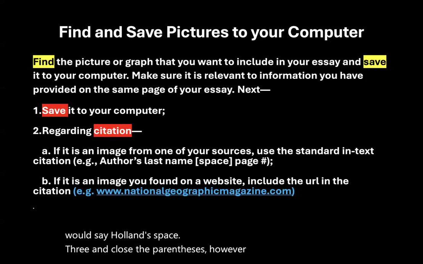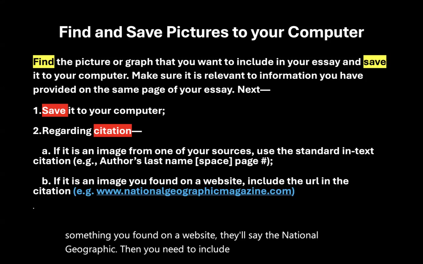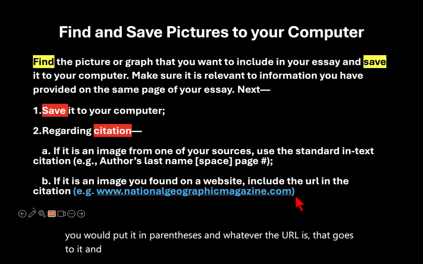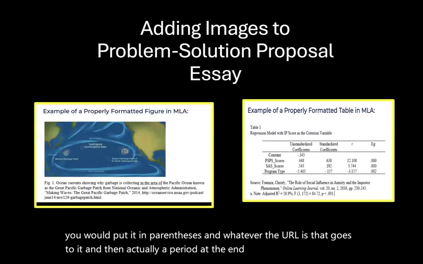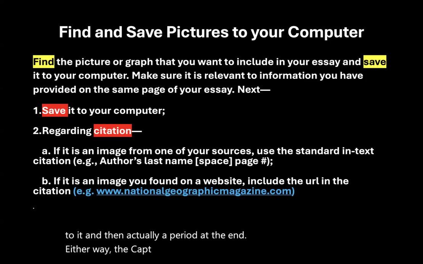However, if the image is something you found on a website, say the National Geographic, then you need to include the URL in the citation. So you would put it in parentheses, whatever the URL is that goes to it, and then actually a period at the end. Either way, the caption, the picture, the graph, it has to have a citation.